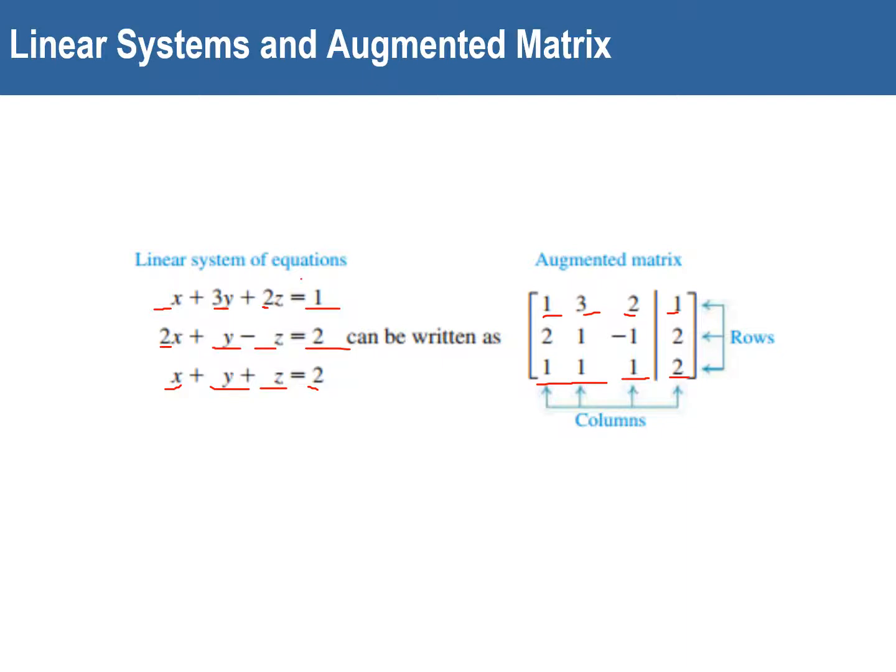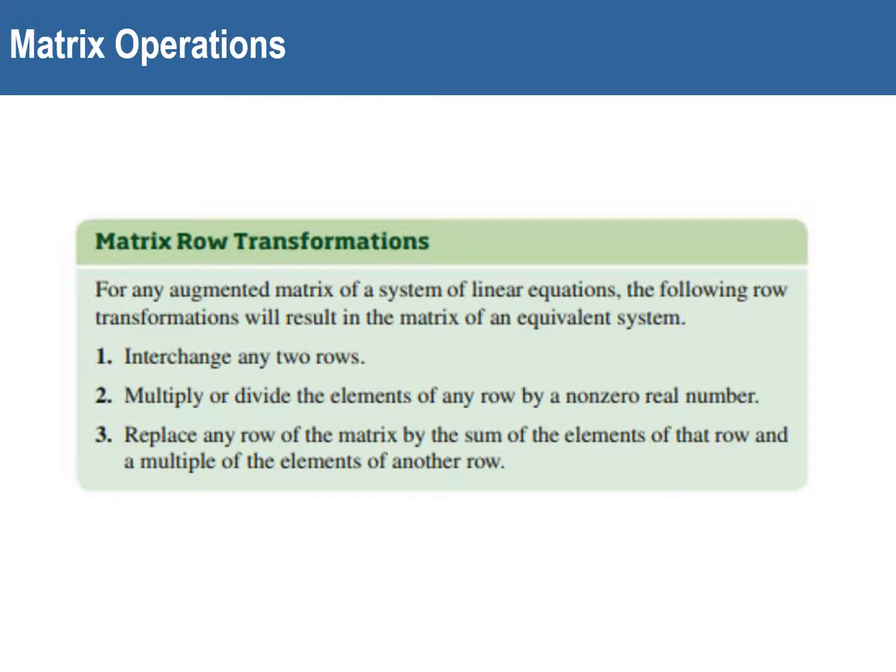Now, you see the equal sign? We tend to put a straight line that reminds us of what is equal. These are our constants. Now, to do row matrix transformations, we can solve an augmented matrix by exchanging any two rows, by multiplying or dividing the elements of any row by a non-zero real number, and replacing any row of a matrix by the sum of the elements of that row and a multiple of the elements of another row.